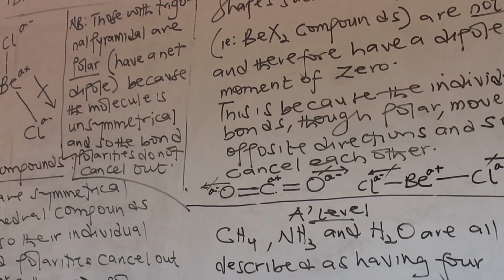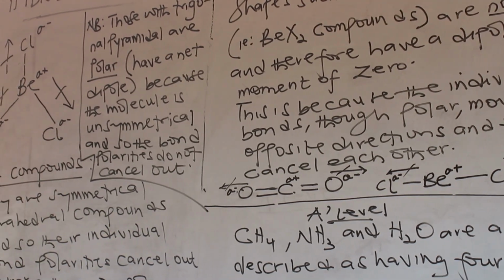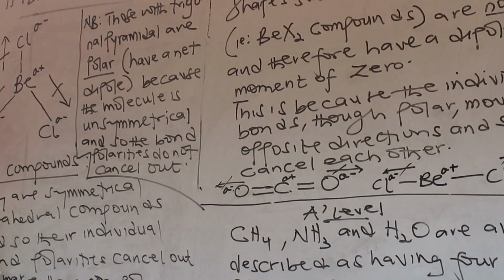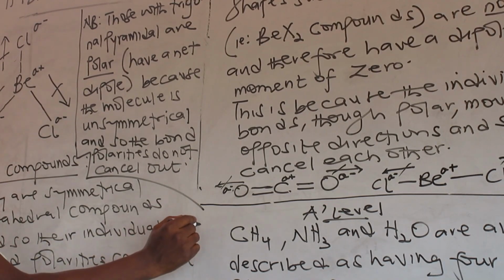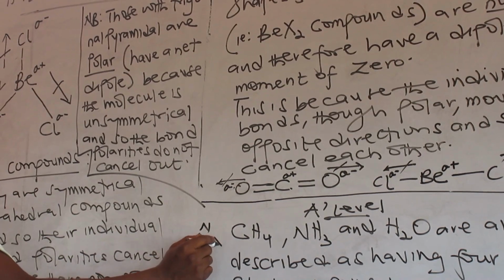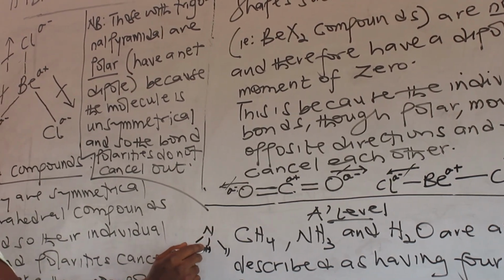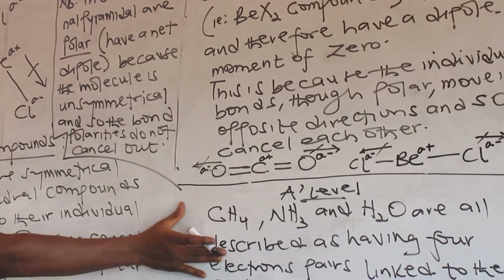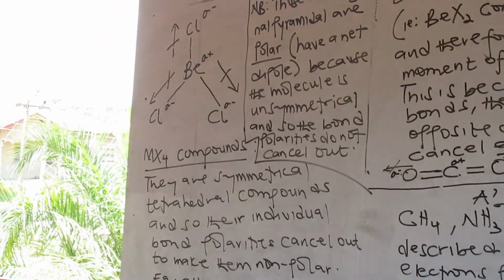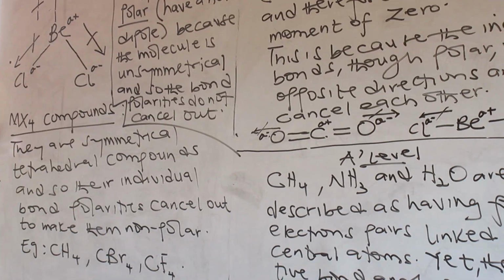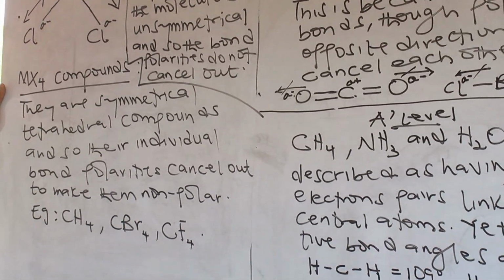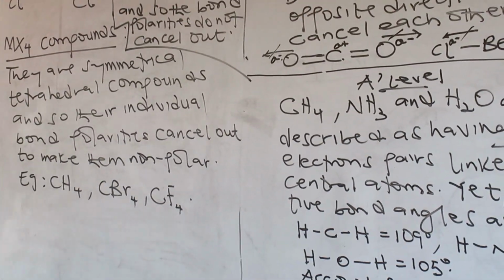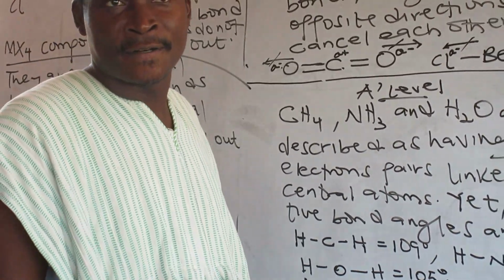Ammonia is also unsymmetrical. The shape of ammonia is also unsymmetrical, right? Good. So this is unsymmetrical. So they have a dipole moment. Now the last one, MS compounds, they are symmetrical, as usual. If you are symmetrical, then you cannot have a dipole moment, right? Good. Now that is the end of this topic, hybridization.